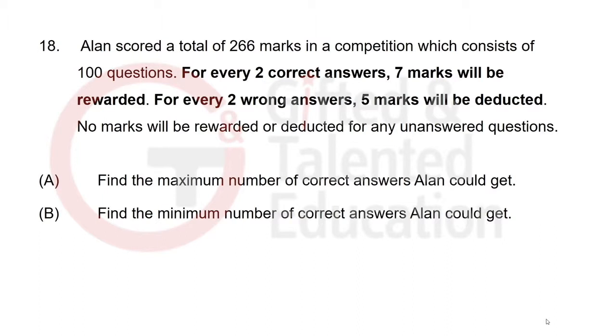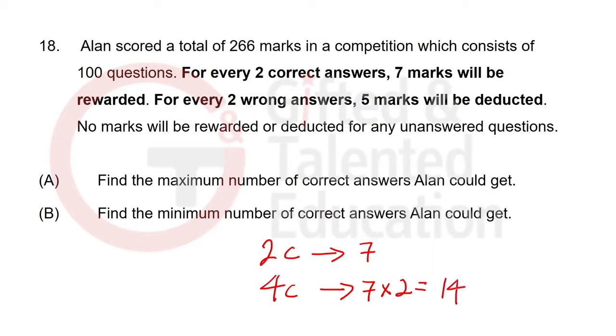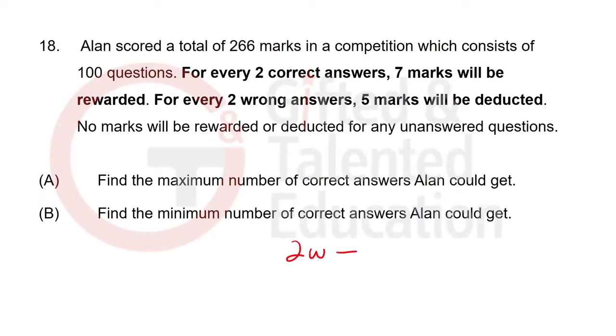For example, if Alan answered 2 questions correctly, he would receive 7 marks. If he answered 4 questions correctly, he would receive 7 times 2 equals 14 marks. So, what happens if he answered any questions wrongly? We know that for every 2 wrong answers, 5 marks would be deducted. So, if he answered 4 questions wrongly, a total of 5 times 2 equals 10 marks would be deducted.